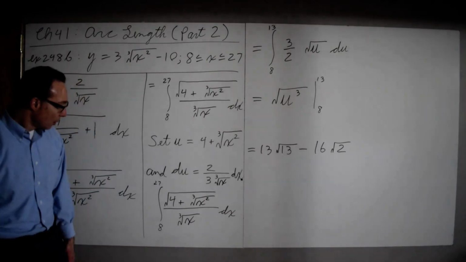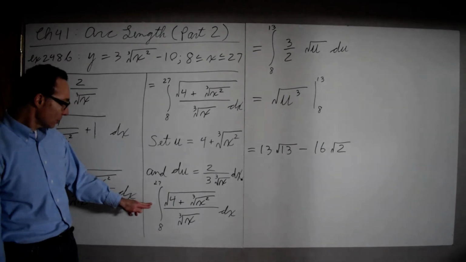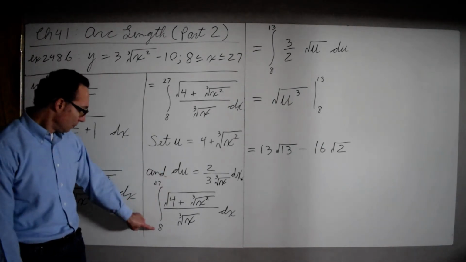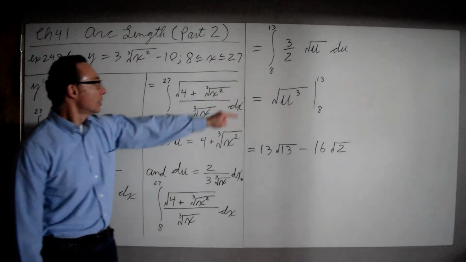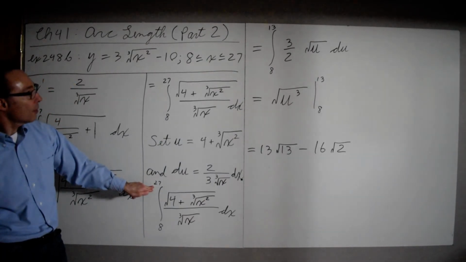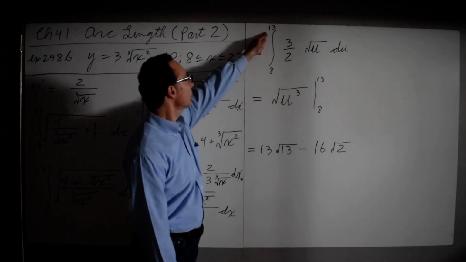We change our limits of integration. We have to change our limits from x limits to u limits. So when x is equal to 8, u is also equal to 8. So we changed 8 to 8. But when x is equal to 27, u is equal to 13. So we change 27 to 13.